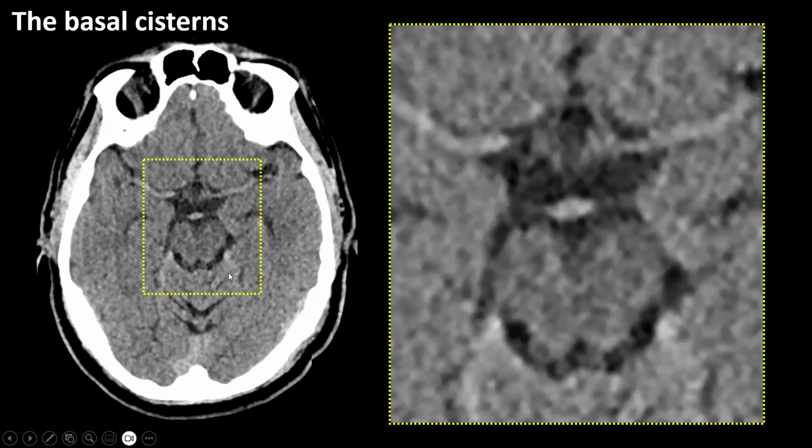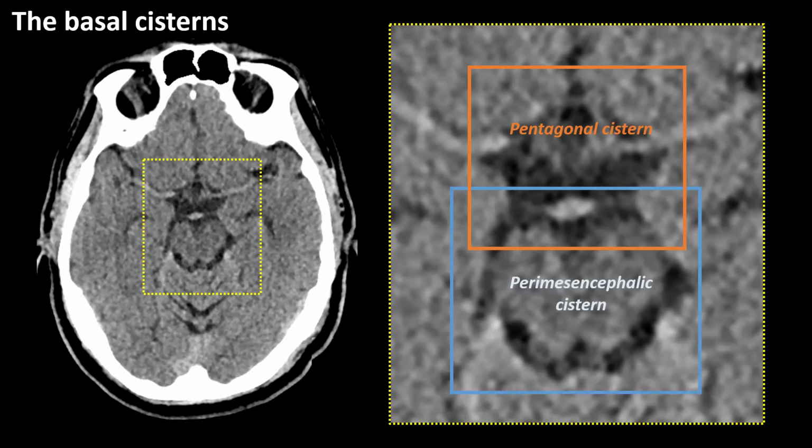Very important are these, located at the level of the mesencephalon. I magnified this a bit. This one looks a bit like a Star of David and is, as a consequence, called the pentagonal cistern. This is not a correct anatomical term. This is basically a collection of several cisterns, but because combined they have this particular shape, we call them the pentagonal cistern, and the cisterns located around the mesencephalon, the perimesencephalic cisterns.